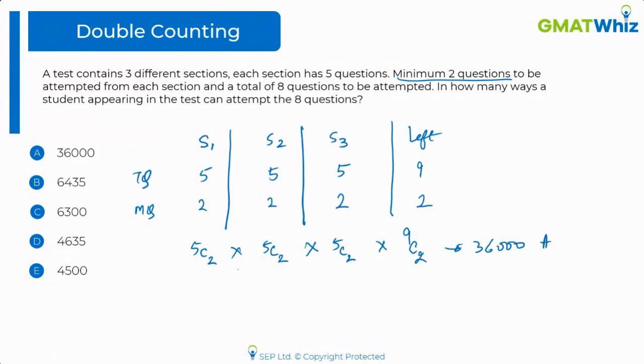Okay, but this is incorrect. Choice A is the incorrect answer. Let me tell you why it is incorrect. Think of it this way. When I'm selecting 2 questions out of 5, just focus on section 1. In the end, when I'm selecting from the leftover questions, these questions also include questions from section 1. So inevitably, I am selecting from the same group, which is section 1.